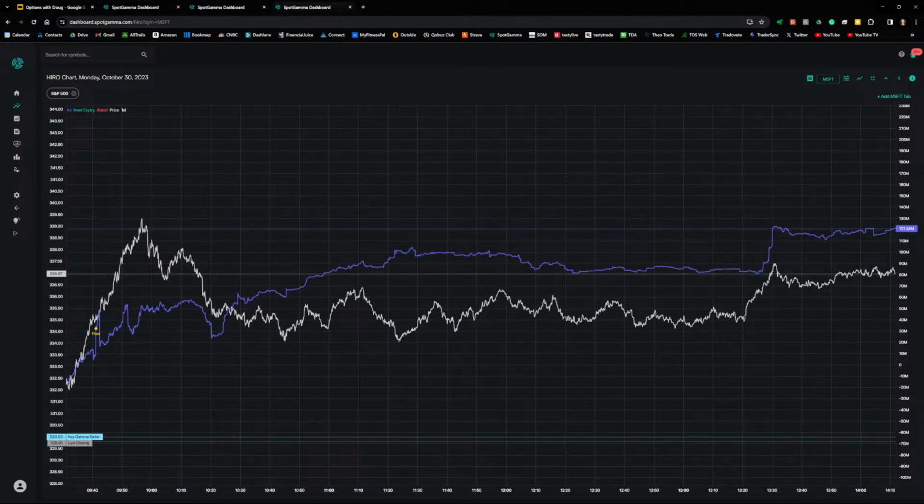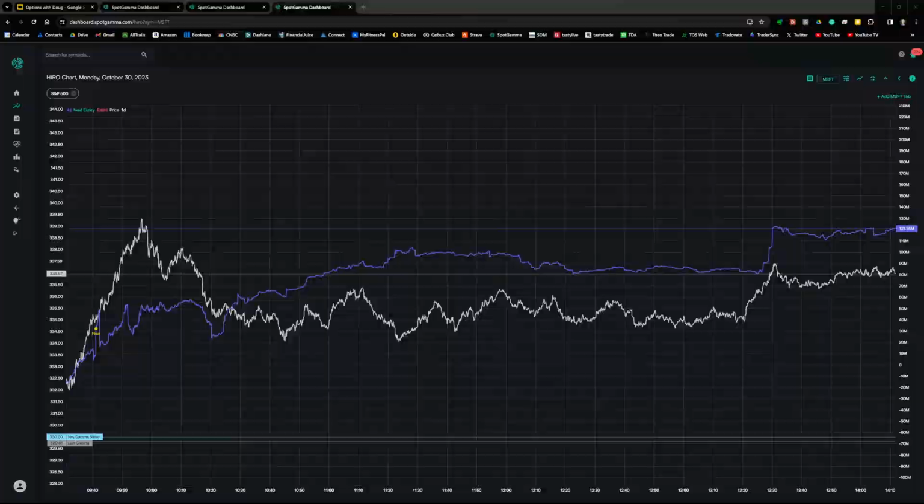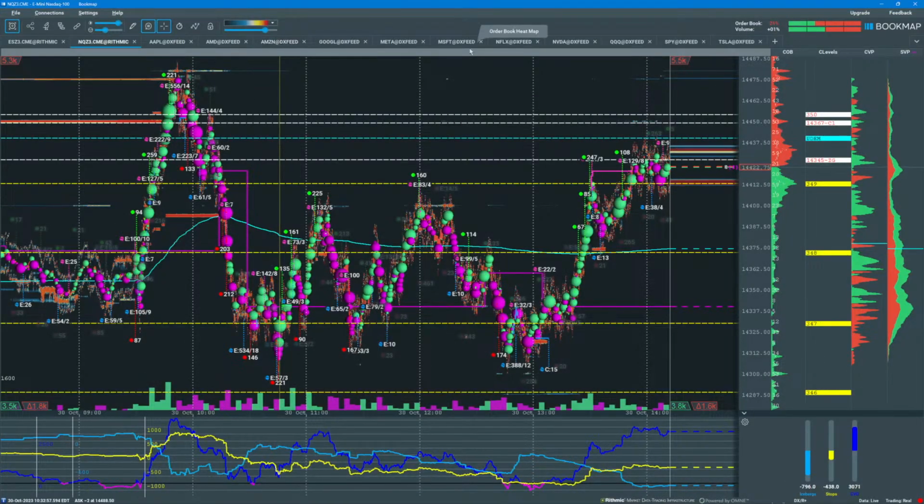Let's go take a look at Bookmap. No gamma levels, no SpotGamma levels in play. So let's go with Bookmap. Take a look at Microsoft.